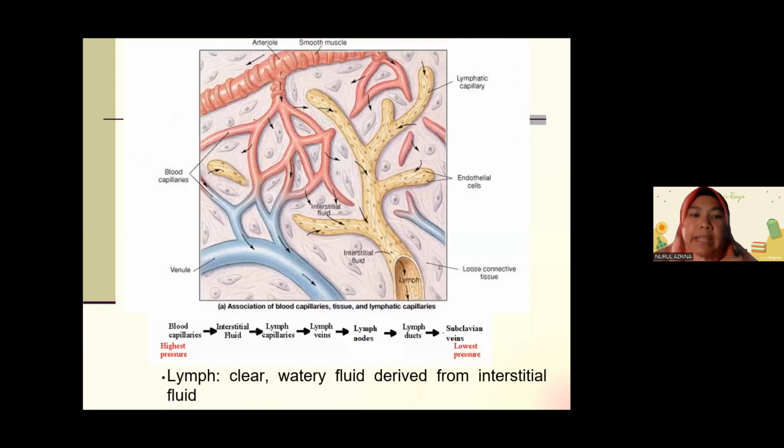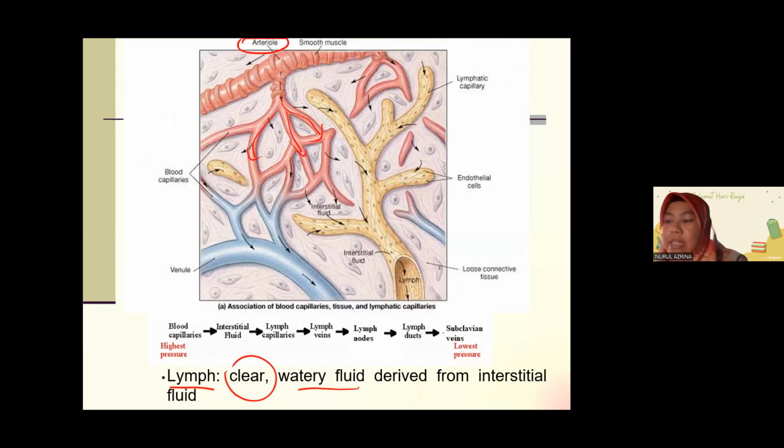Okay, so this is the detailed process on the flow of lymphatic fluid, or lymph, along the lymphatic vessel. So you can see, what is lymph? Again, lymph is a very clear watery fluid that is derived from the interstitial fluid. So here we have the arteriole, a small branch of an artery, which sub-branches into numerous blood capillaries.